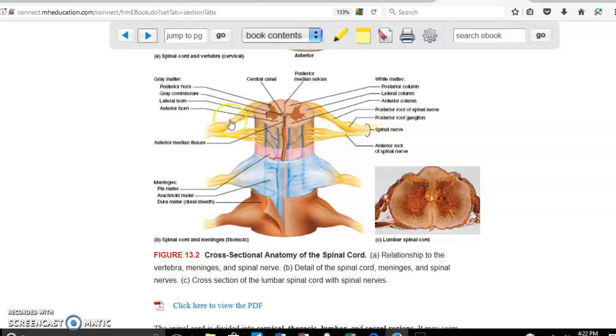Same thing applies to this side. This is going to be sensory, this one is going to be motor. How do we know which one is sensory and which one is motor? You look right here at this enlargement.